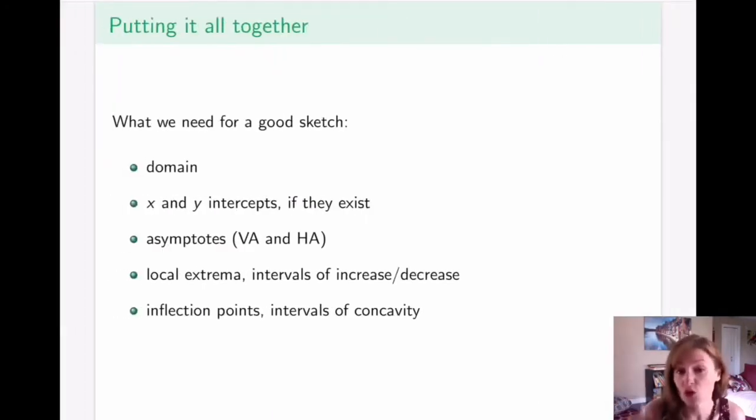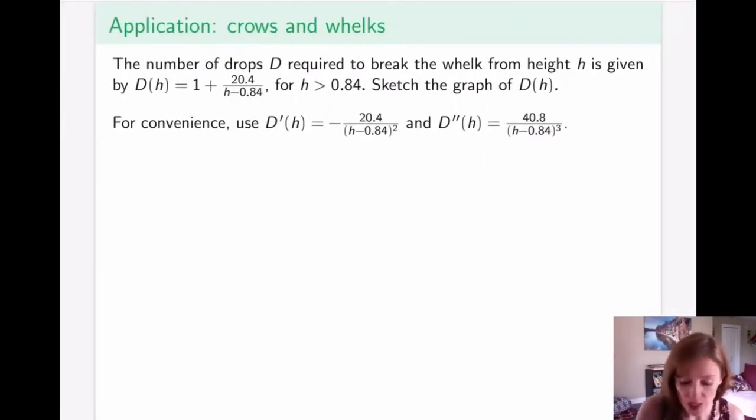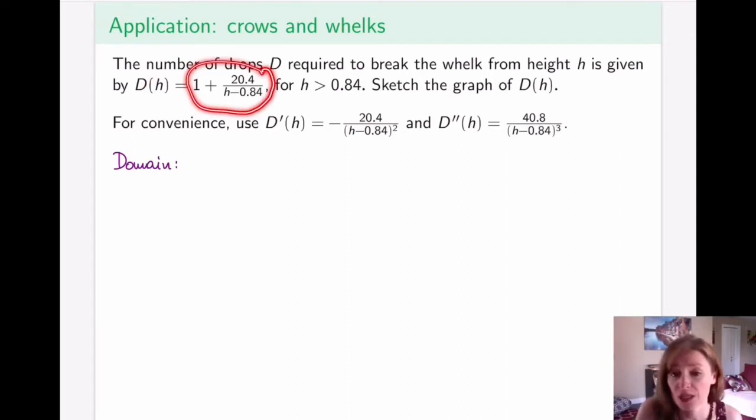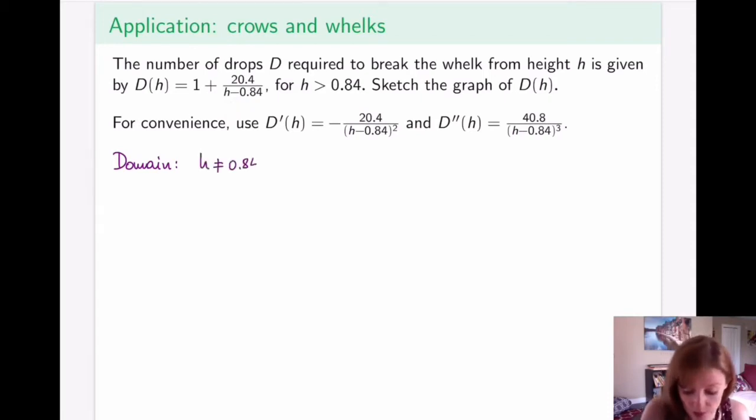So we're going to go through all of these steps, collect all the possible information about the graph, and then put it all together. Let's talk about the domain of my function. The domain is all the possible x values that I can plug into the function. In this case, our x is called h. Oftentimes in terms of domain, it's better to think about what I cannot plug in. It becomes very clear very quickly that I cannot plug in h equals 0.84, because that's what's going to make the denominator equal to 0. Every other number I can plug in with no problem. So my domain is everything except for h being 0.84.